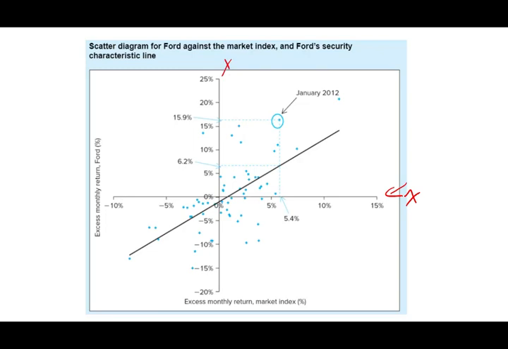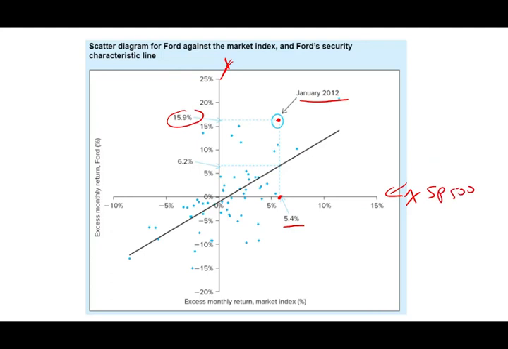Now, first of all, how do we read those dots? Because we have 60 of them. For example, if we take this dot, January 2020, the return for Ford Motor Company on the y-axis is 15.9%. And the market return for that month was 5.4%. So this is where this point intercepts. 5.4 on the market. Let's assume the market is the S&P 500.